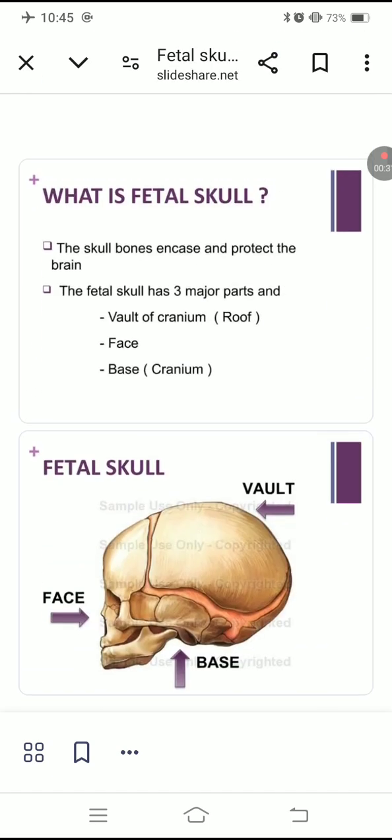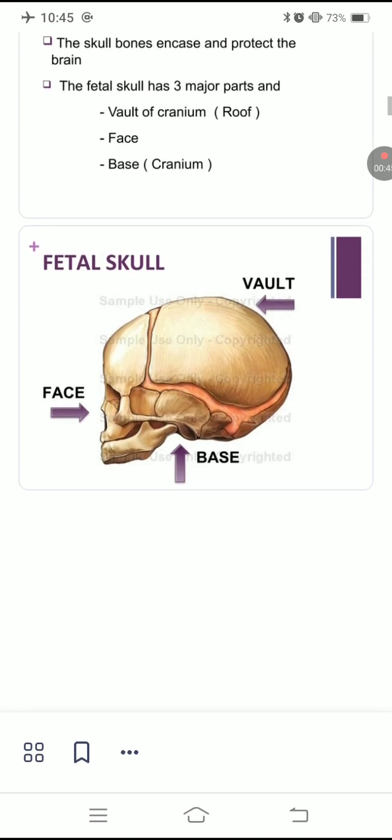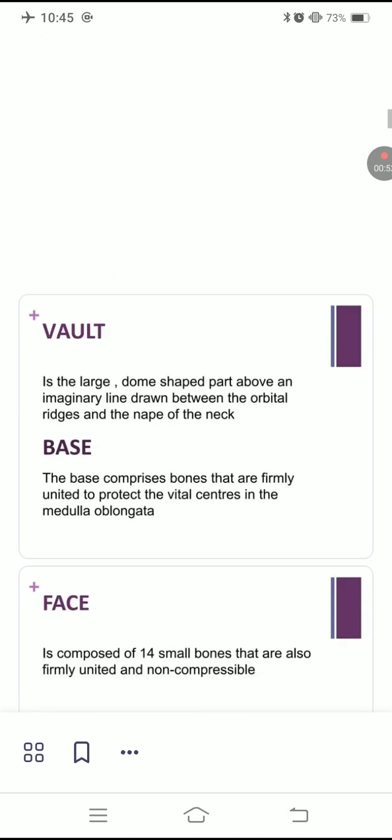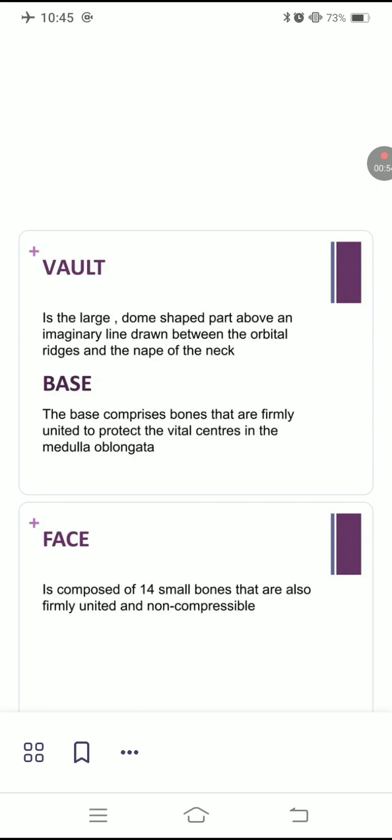Then what is the fetal skull? The skull bone encases and protects the brain. The fetal skull has three major parts, that is vault of cranium, that is roof, face and base. Here we can see these three parts: face, then base, then vault. Let's discuss these in brief.